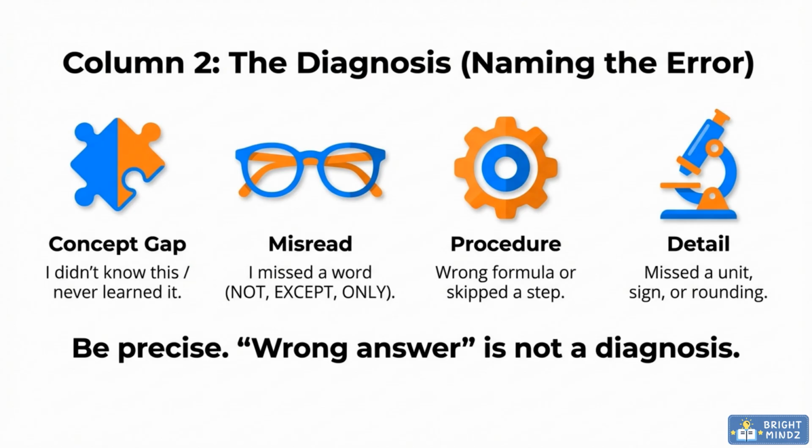Next, add the second column of your error log, the diagnosis. Here you're not asking, was it wrong? But what kind of wrong was it? Was it a concept gap, a misread question, a procedure mistake, or a tiny detail slip? Naming the exact type turns a bad mark into a clear action you can fix next time.